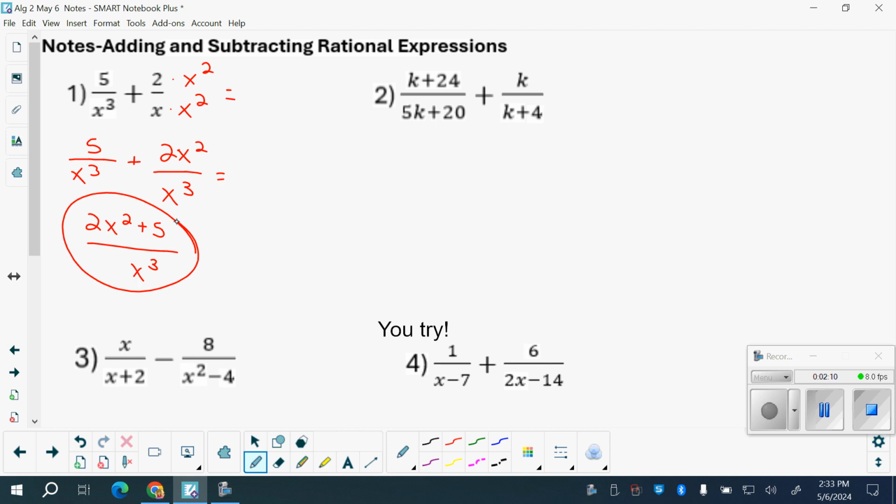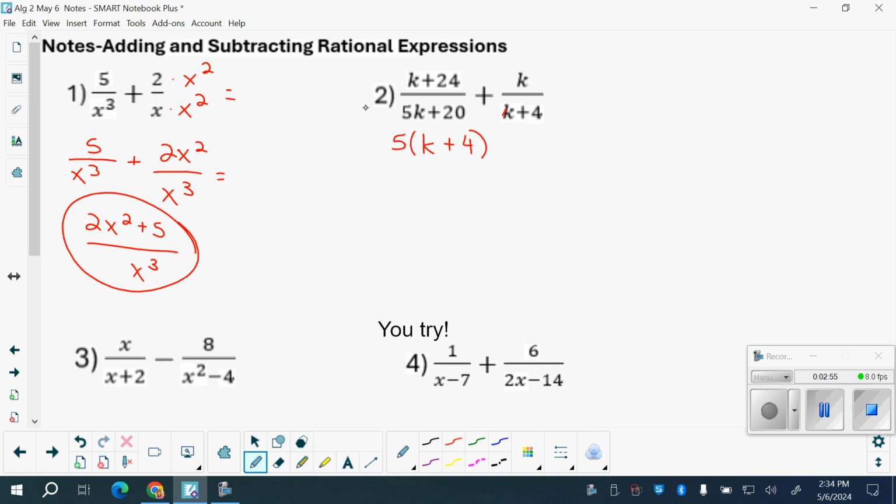Because it's hard to tell just by looking at it. How does this factor here? What's in common with 5k and 20? 5. So we can factor out a 5. So this would be 5 times k plus 4. So it's like dividing. The 5k divided by 5 is k. 20 divided by 5 is 4. Okay, it's not dividing, but it's like dividing there.